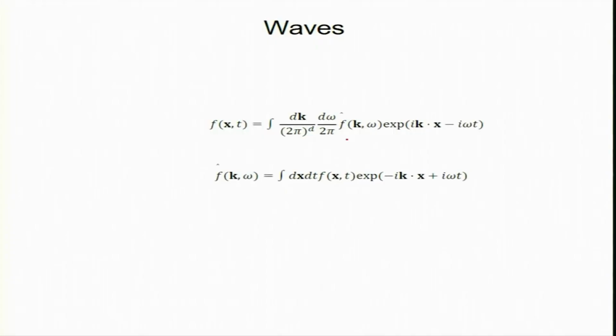There are times we just deal with time series, but often we deal with both space and time. A wave function is a function of space as well as time. Then I have to transform from f(x, t), a function of position and time, to f at k and omega. Now, this function is e to the power i k dot x minus i omega t.